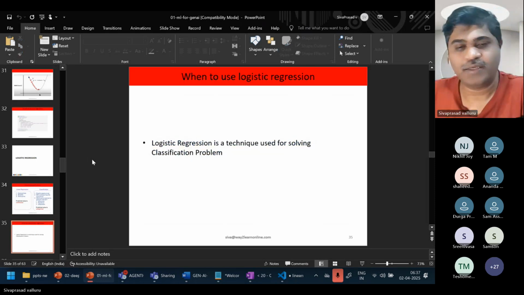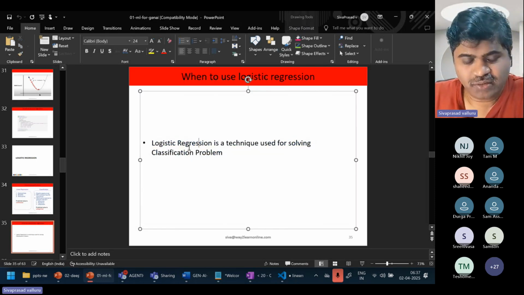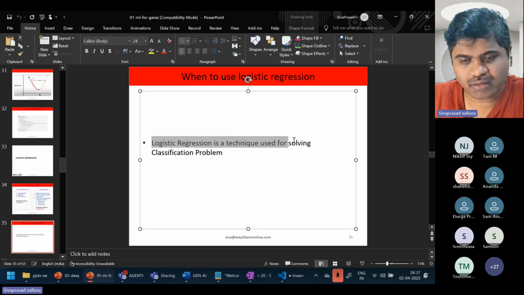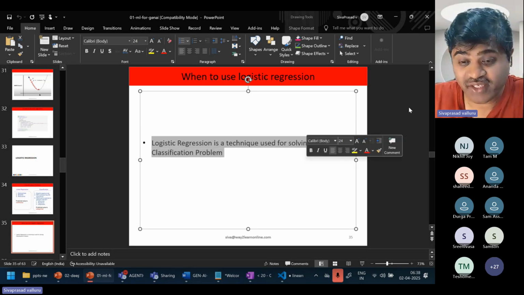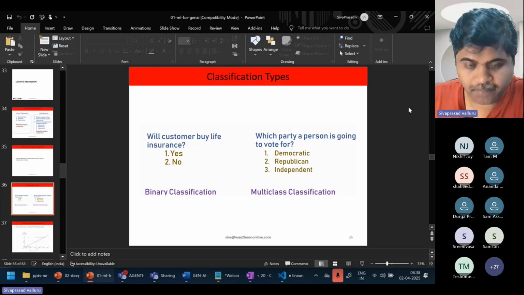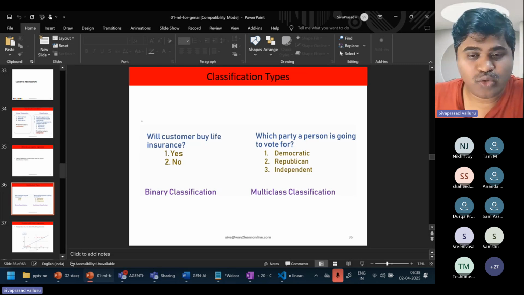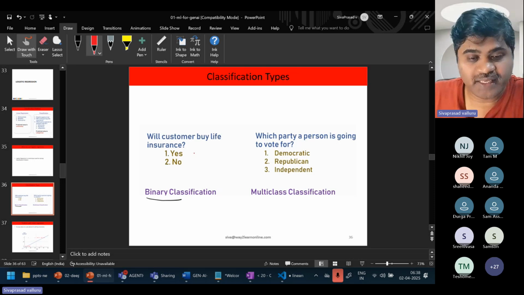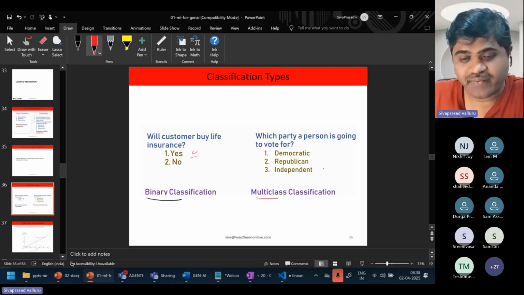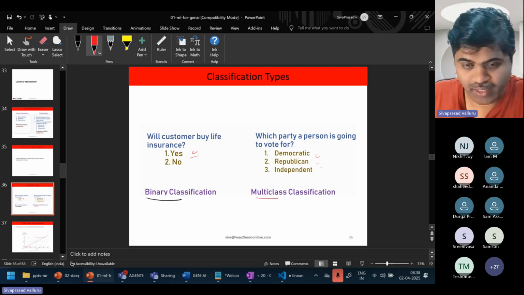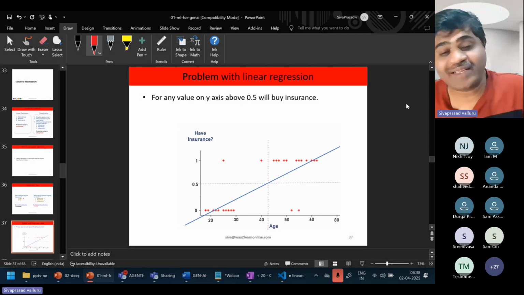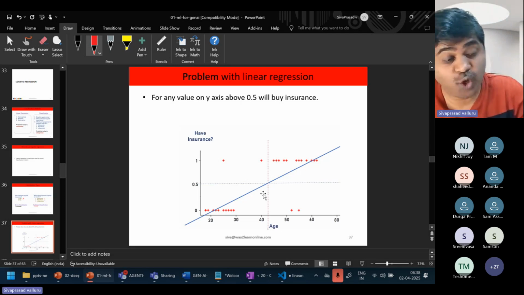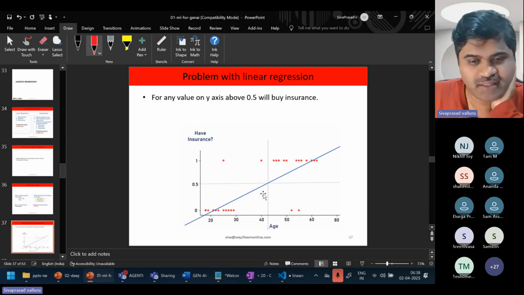Okay. So what is logistic regression? Logistic regression is a technique used for solving classification problems. As I told you, there are 2 types of classification: binary classification, that means yes or no; and multi-class classification, like this.